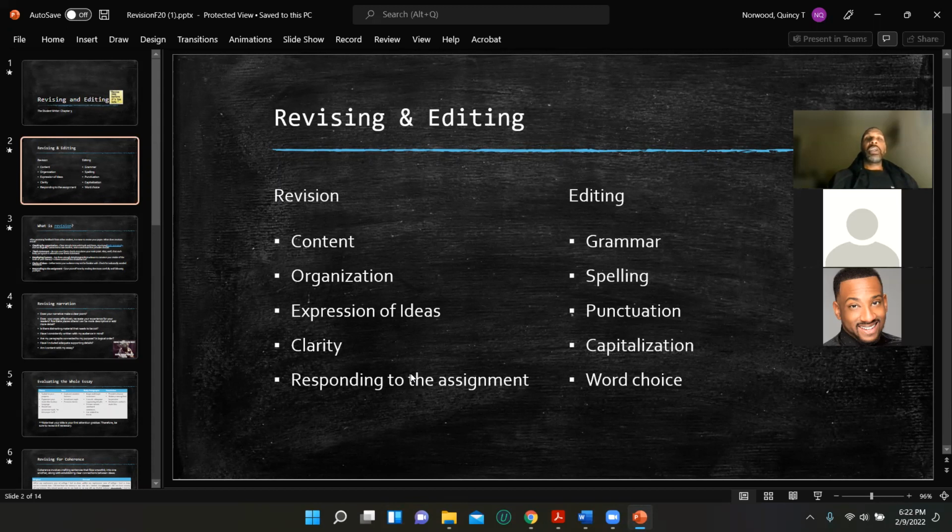Organization, I think we all, for the most part, did a good job with that. I would just say there were a couple that maybe bounced around a little bit. So just think chronologically in your paper. Don't bounce around between different areas, different stages in your life.